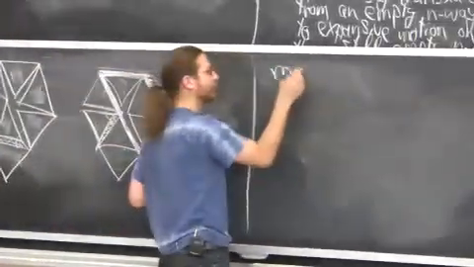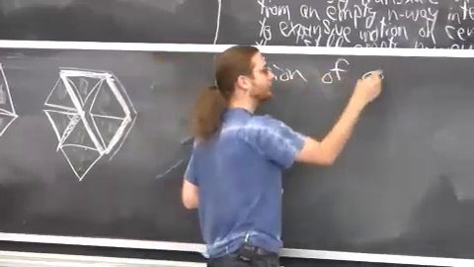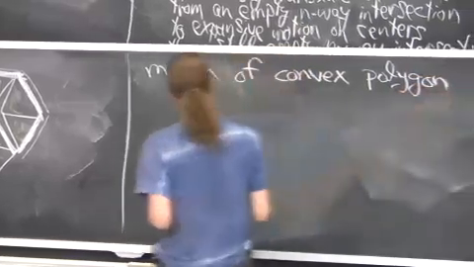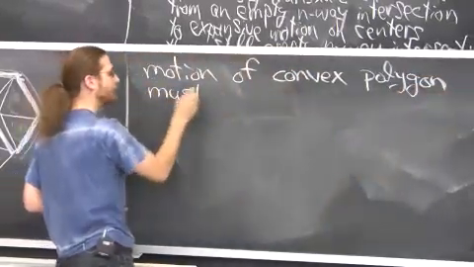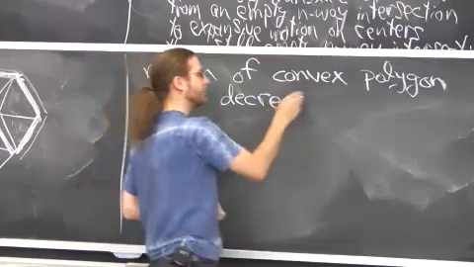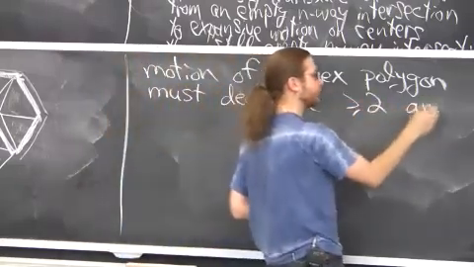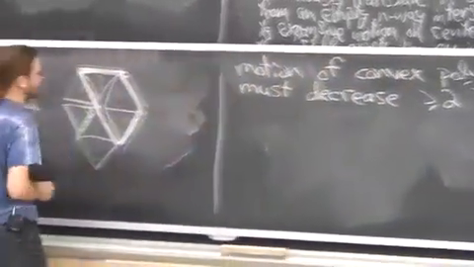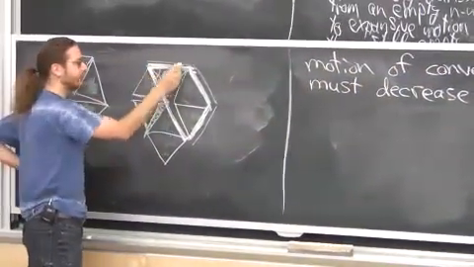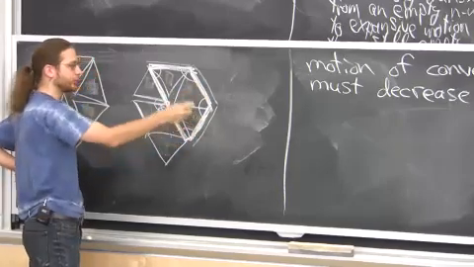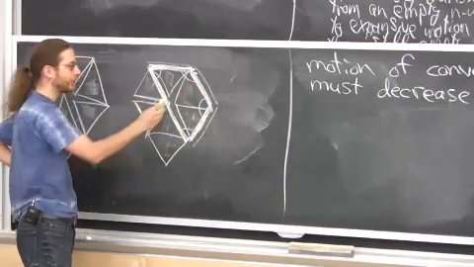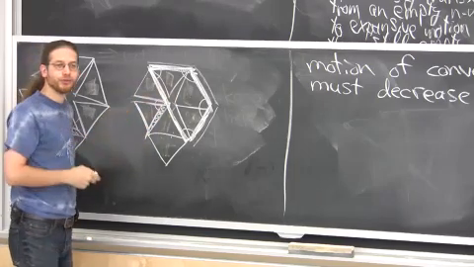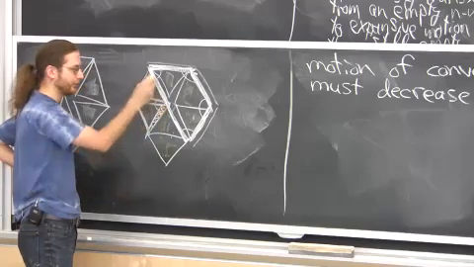Turns out if you take a motion of a convex polygon, any motion must decrease at least 2 angles. And that's really hard to do here. You can't decrease this angle or this angle or this angle or this angle because you've got this stuff in the way. There's only one angle you could maybe decrease, but actually even that one's probably not going to work. And I have to decrease 2 of them. Contradiction. So there's no motion of this thing.